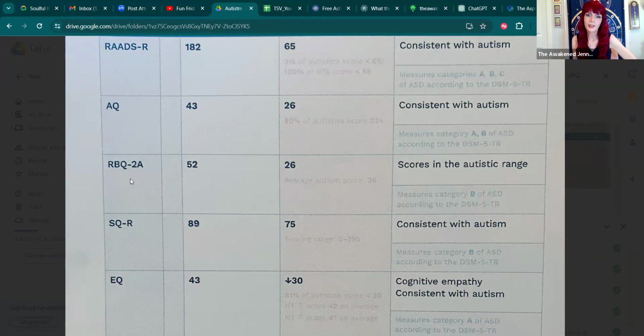All right. Oh, sorry. The RBQ-2A. I don't fully remember this test. The threshold is 26. I scored 52. Let me look in my book here and see if I can figure out what that one was about.